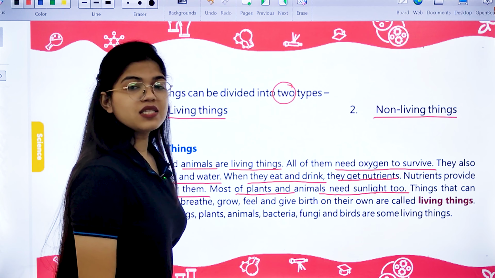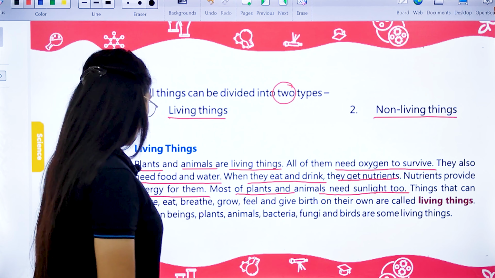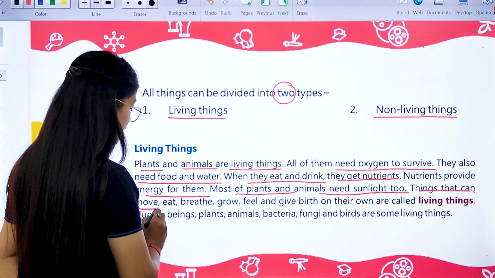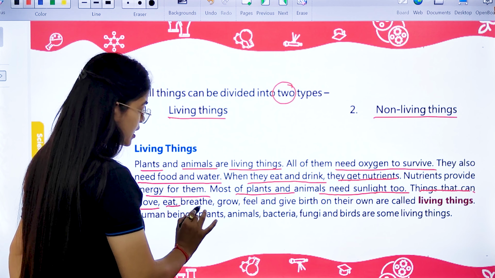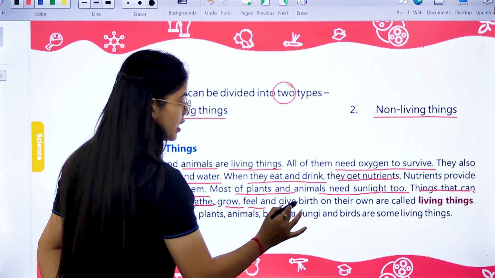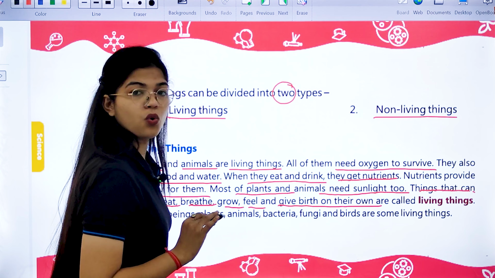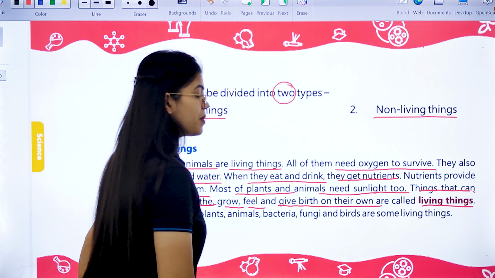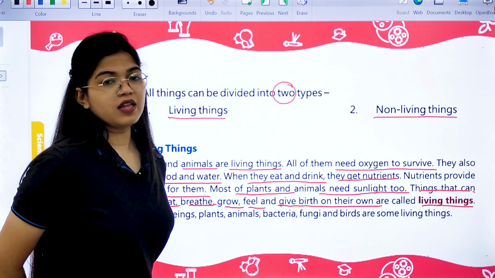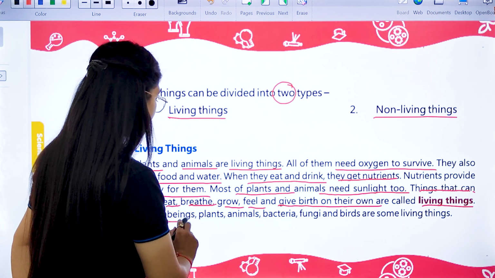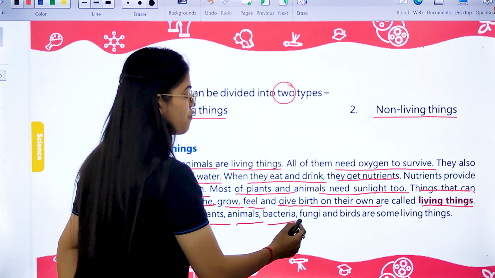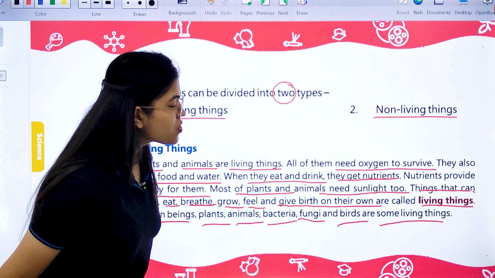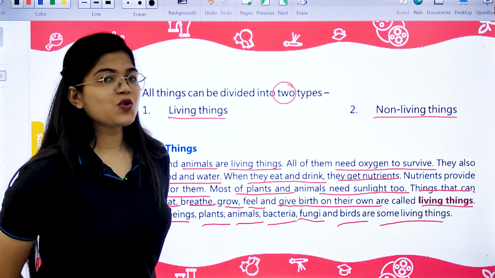Okay, most of the plants and the animals need sunlight too. And now, very important: all those things which can breathe, move, eat, grow, feed, and give birth on their own to their young ones are called living things. All these are the features of living things. Human beings, plants, animals, bacteria, fungi, birds are all living beings, as they possess all these features which I told you.